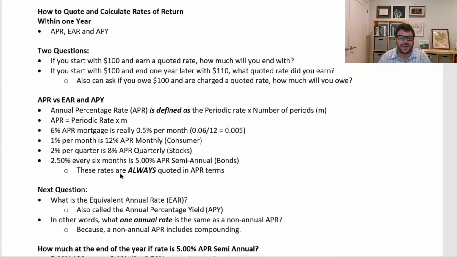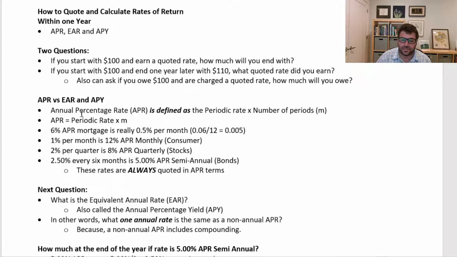And the idea is that if I start with $100 and I end up with 110, how do I communicate that to people? Well, if it happens in exactly a year, that's pretty easy. But if it happens in less than a year, or if it happens in more than a year, now the way these things are communicated changes. And so what we need to talk about are essentially three different measures. We need to talk about the annual percentage rate, the effective annual rate, and the annual percentage yield. And these two are synonyms.